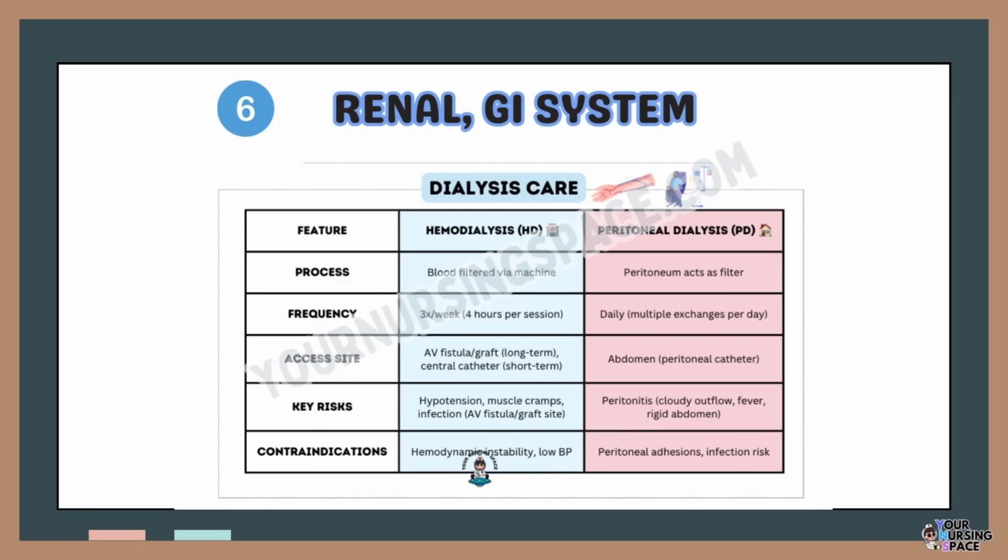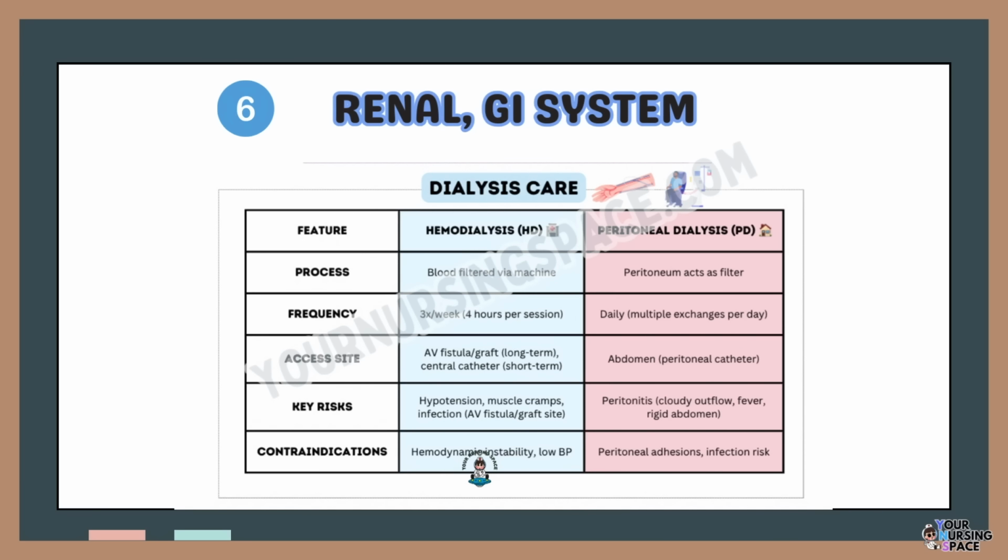Dialysis is necessary when kidney function is severely impaired, and it helps remove waste, excess fluid, and toxins from the blood. There are 2 types of dialysis: hemodialysis and peritoneal dialysis. Hemodialysis involves using a machine to filter blood and is performed 3 times per week in a dialysis center. Peritoneal dialysis is done at home, using the peritoneal membrane as a filter.